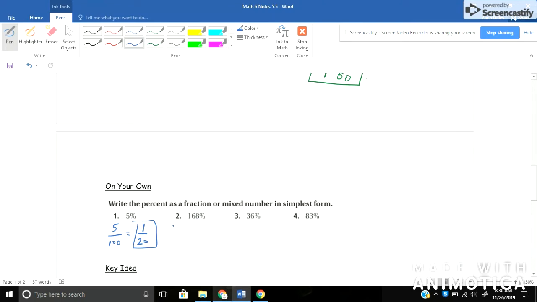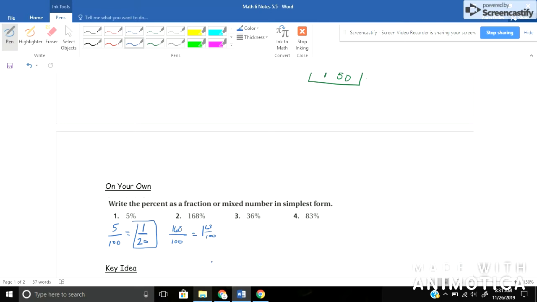Number 2, I have 168%, so that would be the same as 168 over 100. And then go ahead and simplify. Well, I'll change it into a mixed number. So 100 goes into 168 one time, and there are 68 hundredths left. Then I could divide by a common factor between 68 and 100.